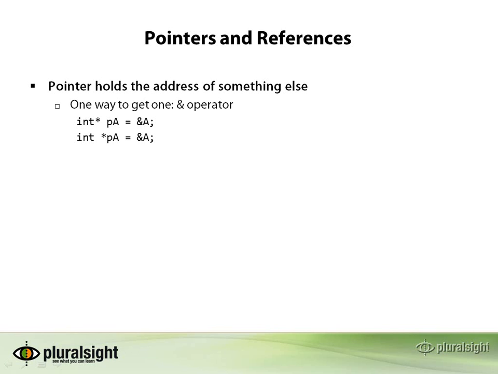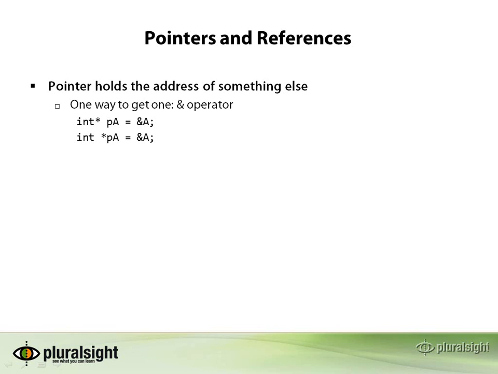I prefer the first one, but as I often say when I discuss this with people, I'm married to someone who prefers the second one, and we get on just fine. Don't get worked up about where the star goes. The fact is, when you see a star with a type, you're declaring a pointer. When you see an ampersand before an instance of a variable, you're taking the address of a variable, which gets you a pointer, which you can put in some other pointer variable.